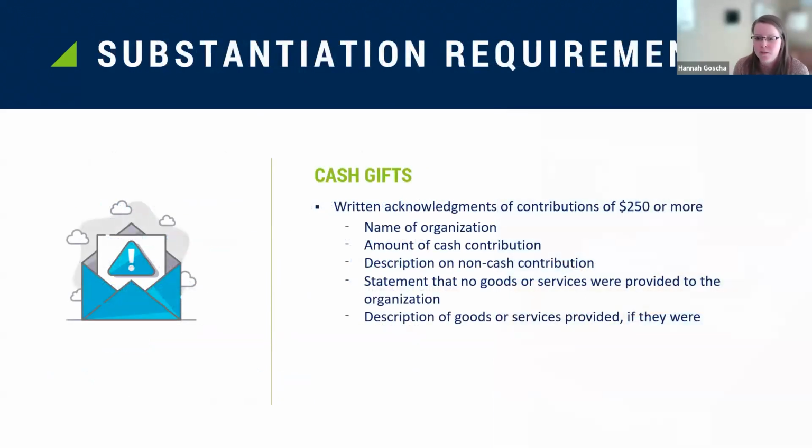When you receive gifts, we'll talk about some substantiation requirements here. So for cash gifts, you should be giving a letter to your donor for contributions over $250 that states the details of the contribution and that no goods or services were provided, so that the donor can go and report the donation on their tax return.